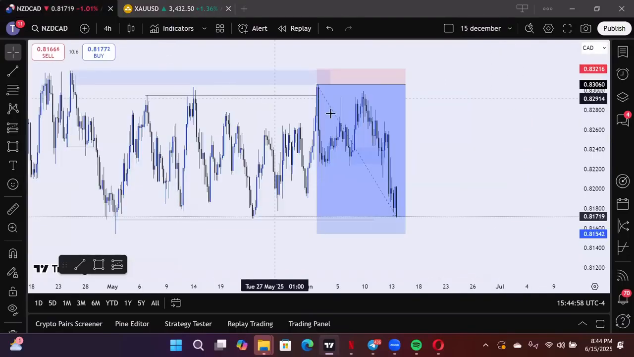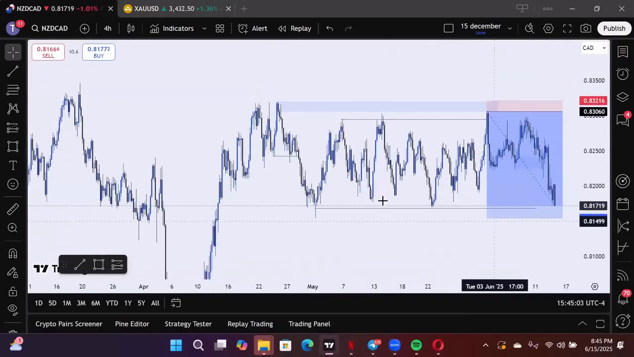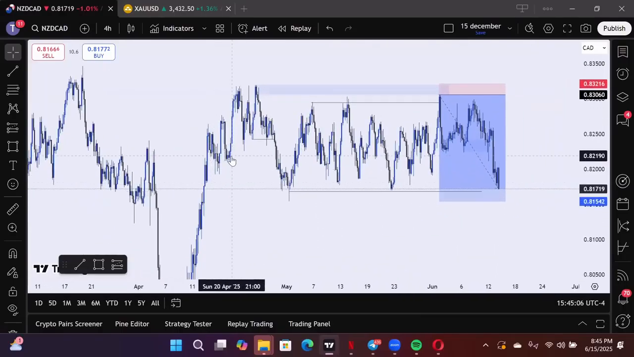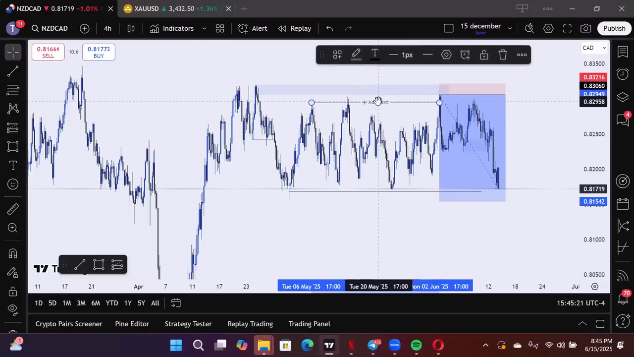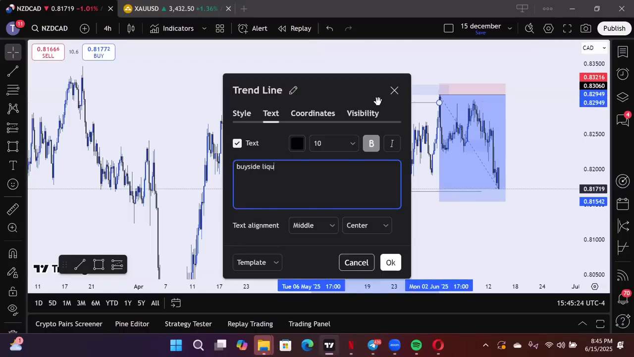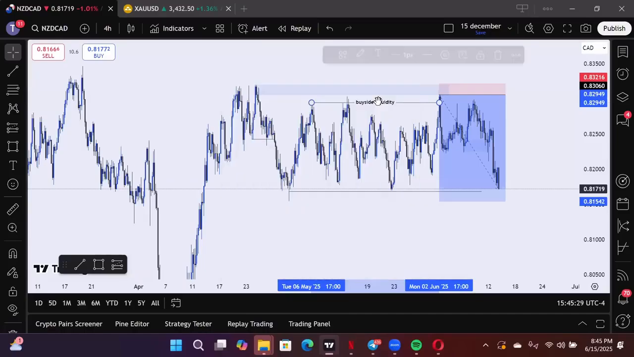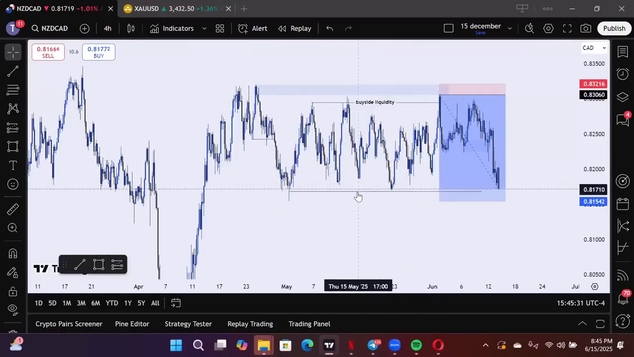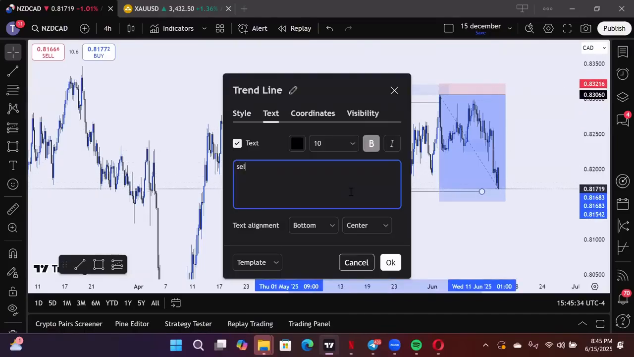So I have a trade on NZD CAD that had this. So this is a clear example of that range in liquidity. Market gave us the structure to the downside here, inducement, then started ranging: buy side liquidity, sell side liquidity, buy side liquidity, sell side liquidity. It kept ranging. So this is your buy side liquidity, and this is your sell side liquidity.